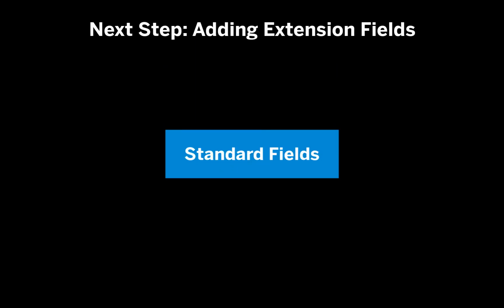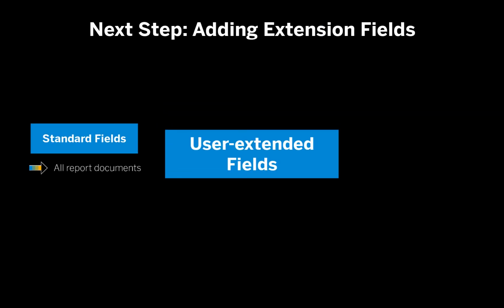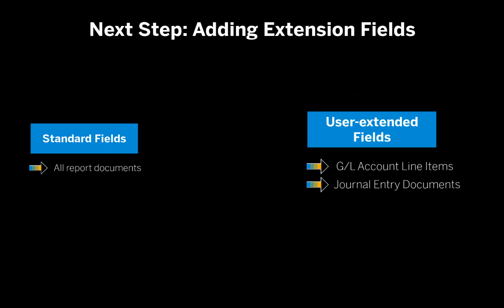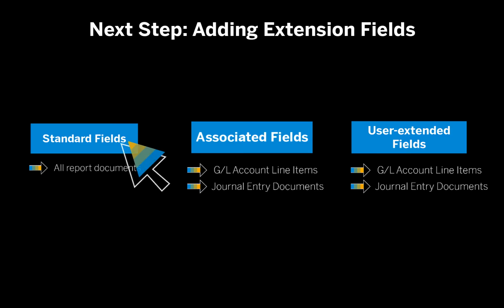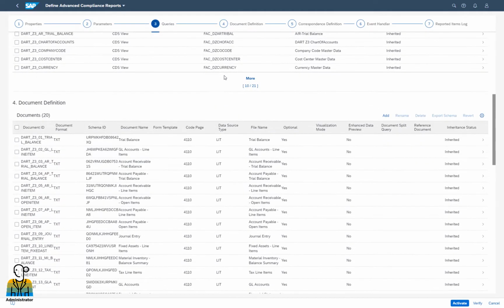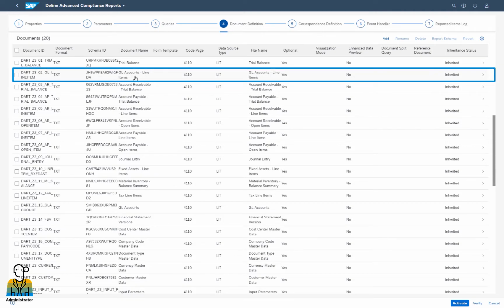3 types of extension fields are available: standard fields, which are extension fields available for all report documents; user extended fields, which are only available for the GL accounts line items and journal entry documents; and associated fields, which are also only available for the GL accounts line items and journal entry documents. Let's start with a standard field. On the report definition page, drill down to Document Definition and open the document that you want to extend. In this demo, we'll use the GL accounts line items document.